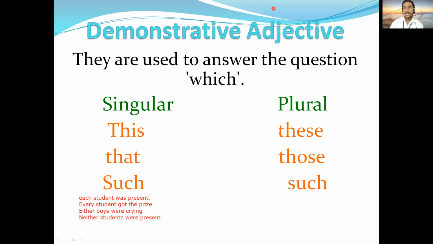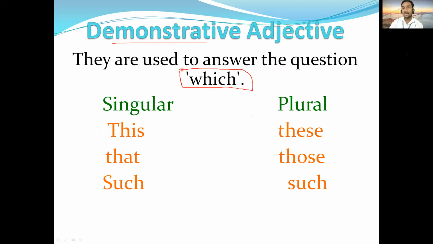On the next slide, we have demonstrative adjectives. Demonstrative adjectives are used to point out, to show, or to answer the question which. From that you can understand. And you know that they can be divided like this: singular and plural. In case of singular, you'll get this, that, and such. Such can be used in singular also, and in plural also.